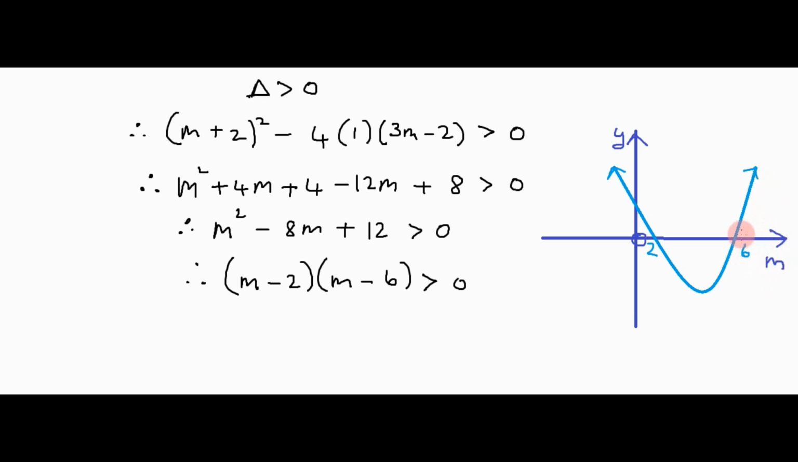We can see that for m values greater than 6, it rises above the m-axis, and for m values less than 2, so all these m values, it rises above the m-axis. So then our solution will be m is less than 2, so all these values for m, or m is greater than 6. In other words, all these m values.